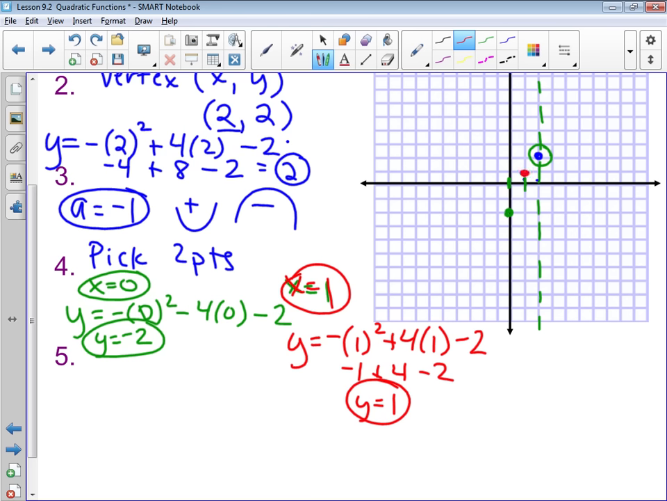Last step, take those points and reflect them. This red dot is 1 away from the axis of symmetry, so I go 1 on the other side. This green dot is 2 away from the axis of symmetry, 1, 2, so I go 2 on the other side.